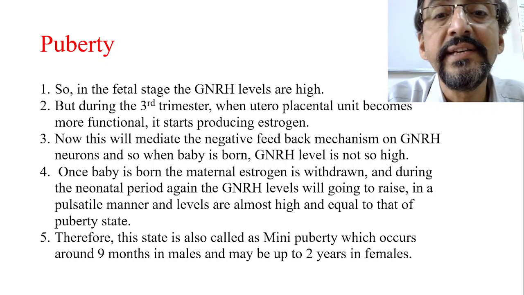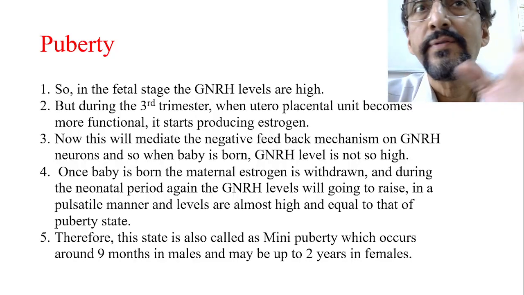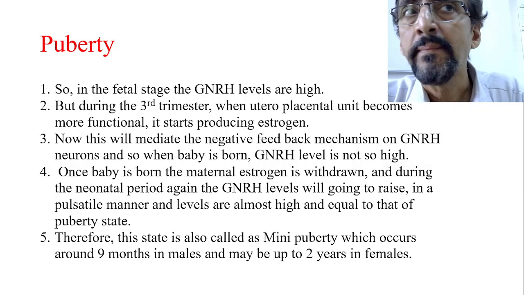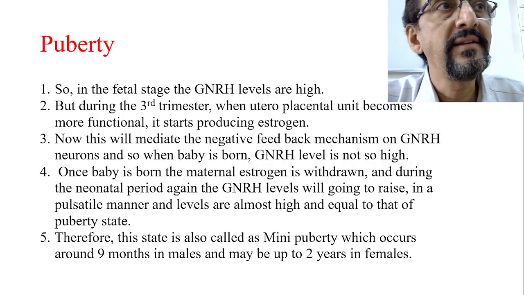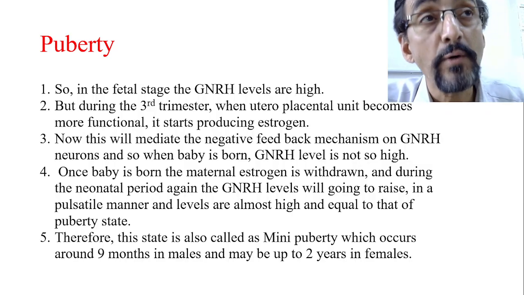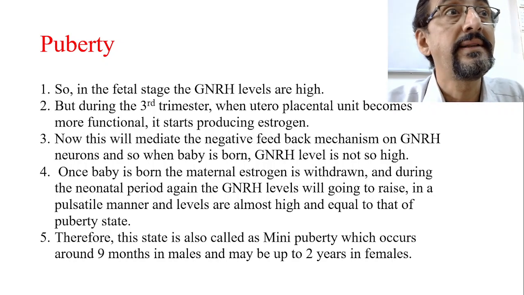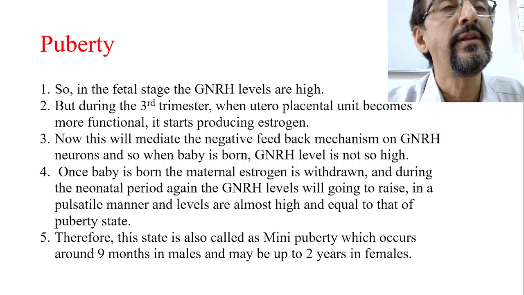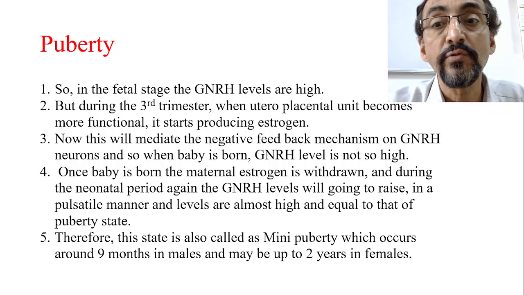When the baby is born, the GnRH levels are not so high. In the fetal stage, GnRH level is very high. But as soon as it enters the third trimester, the placenta starts producing the estrogen, and the CNS thinks that our ovary is producing the estrogen, and now this message is given. There is enough estrogen in the blood. Now the CNS stops producing more gonadotrophin. As a result, at the time of birth, GnRH production is there, but it is not so high.